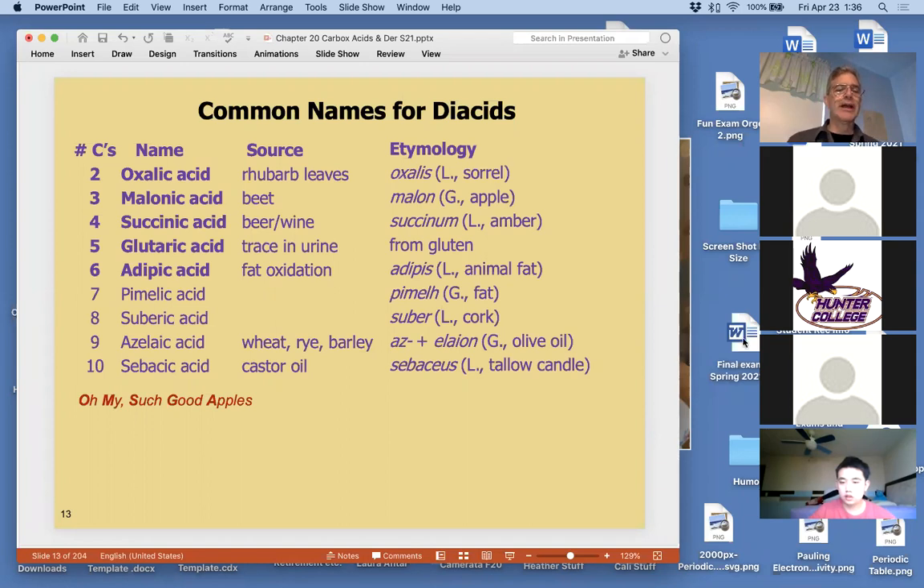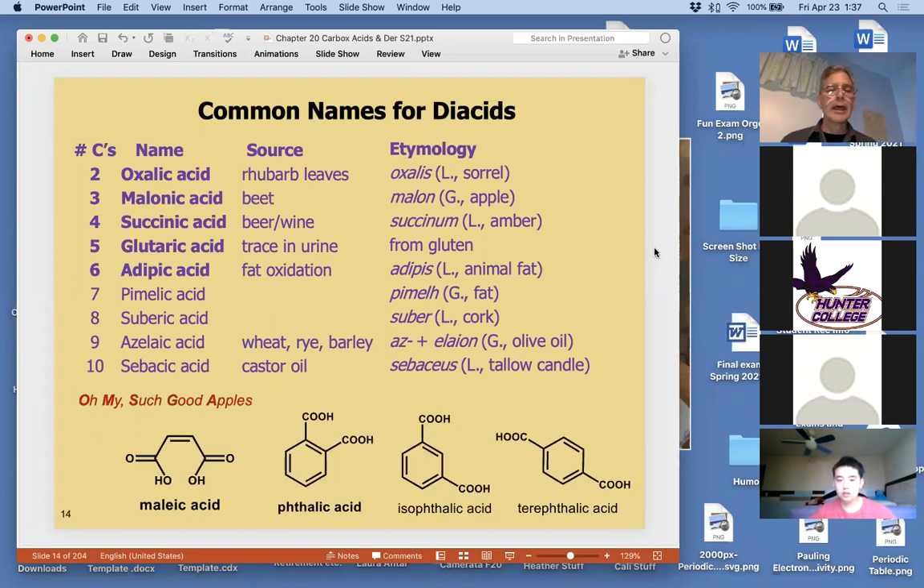And here's, oh my God, such good apples to help you remember the first 5. Okay. And here are some other important ones. Maleic acid, we know from Diels-Alder reactions. Maleic anhydride and maleimide were used. The trans isomer is also known, but we won't worry about that.